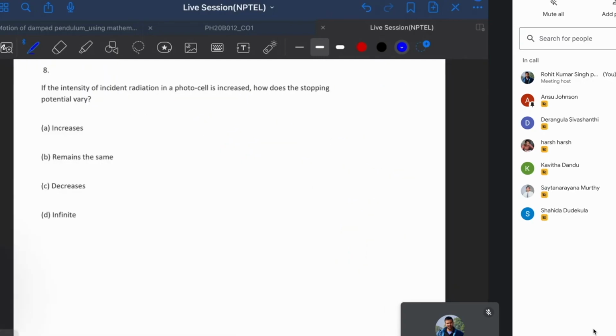Okay, then eighth problem. If the intensity of incident radiation in a photocell is increased, how does the stopping potential vary? Again, a question that I need you to answer. Again, we are increasing the intensity of the incident light. So, how does the stopping potential vary?